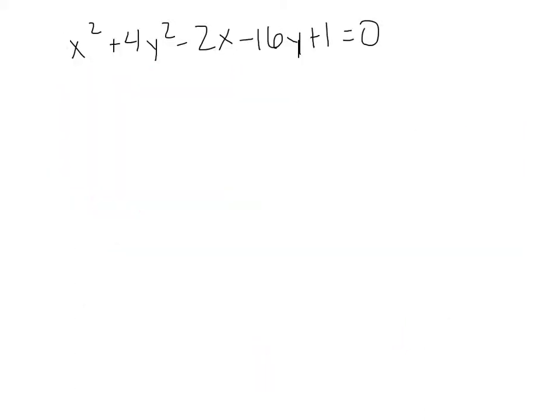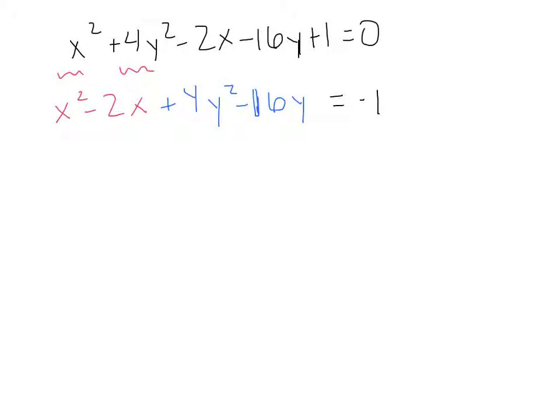Alright, this is another one. See, I gave you all sorts of terms in this one. We have an x squared term and a y squared term, and their coefficients are different, so we know we have an ellipse this time. Let's gather all of our terms together. We're going to have an x squared and a negative 2x, then our y's together, plus 4y squared minus 16y equals negative 1.